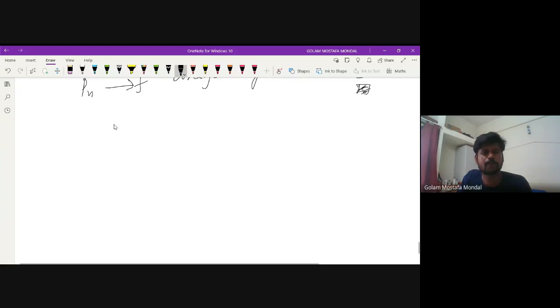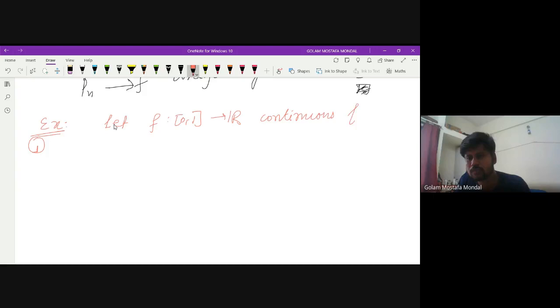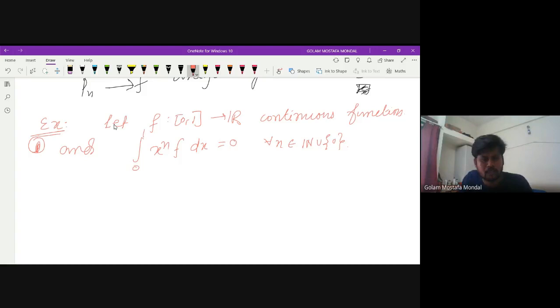Exercise 1. Let f from [0,1] to R be a continuous function, and the integral from 0 to 1 of x to the power n times f dx equals 0 for all n belonging to the natural numbers plus 0. Okay, then show that f is identically 0.